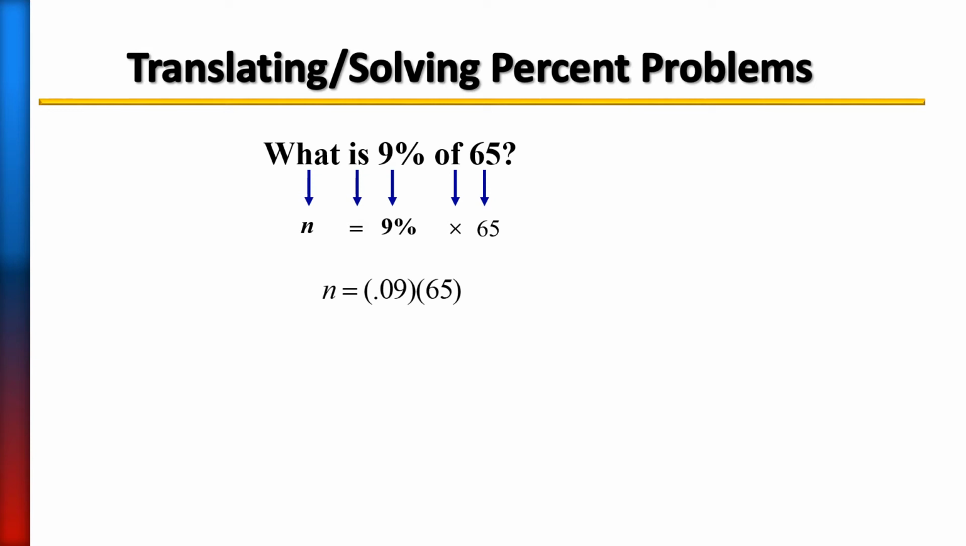So once we translate that, what we have is 0.09 times 65. Go ahead and do that on your calculator. And what you should get then is 5.85. And so we have our answer. 5.85 is 9% of 65, because we wanted to know what is 9% of 65. And the answer is 5.85 using the translation method.